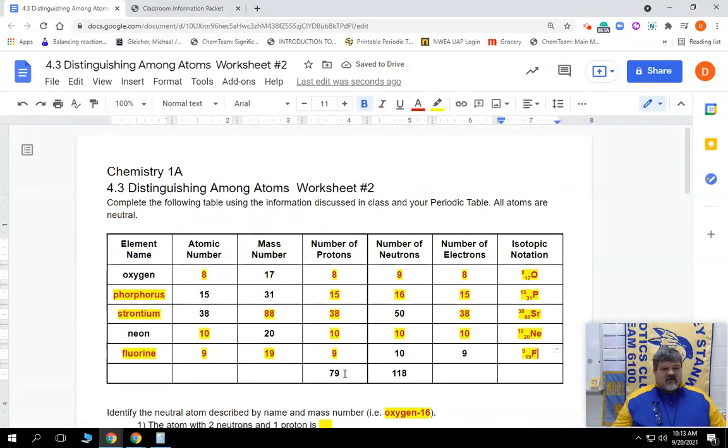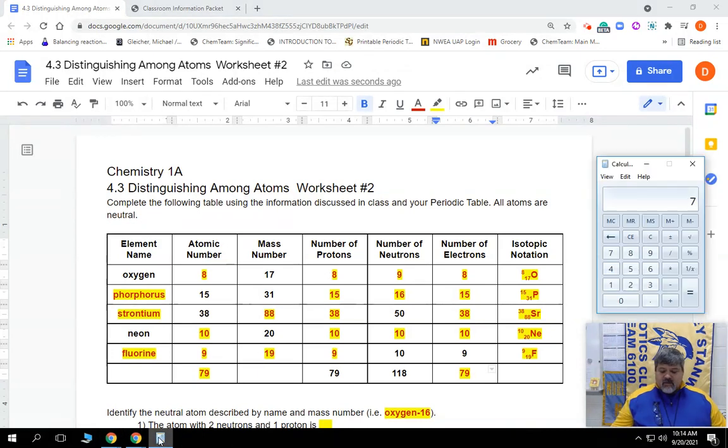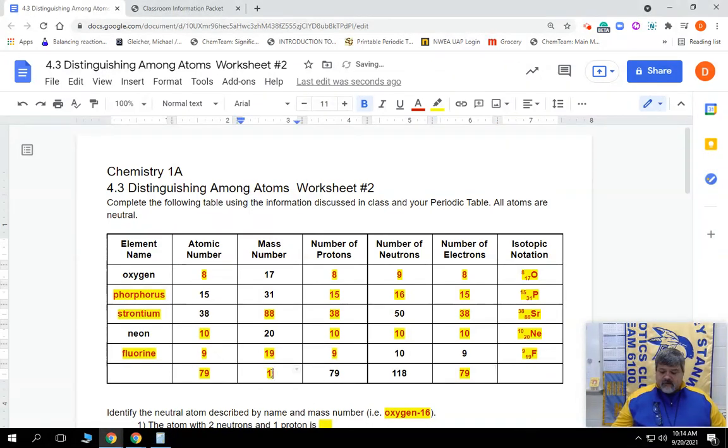Number of protons is 79. The number of neutrons is 118. So we're going to come over here to the atomic number, which is also equal to the number of protons, and we'll put 79, which is also equal to the number of electrons, which is 79. The mass number is the number of protons plus the number of neutrons. So we're going to pull up our calculator again, and we'll put 79 plus 118 equals 197.